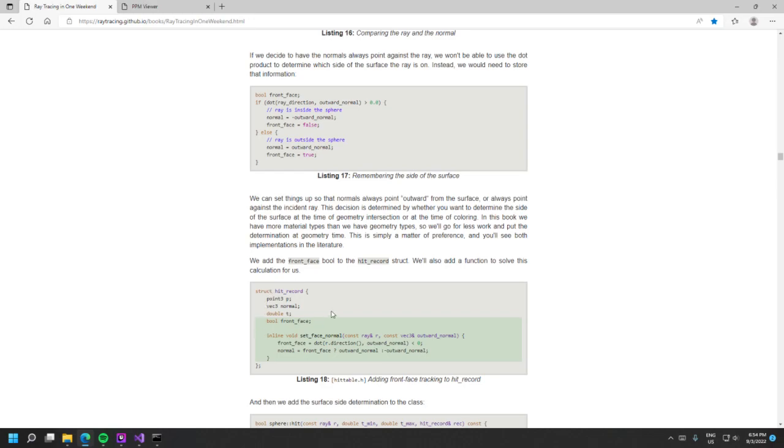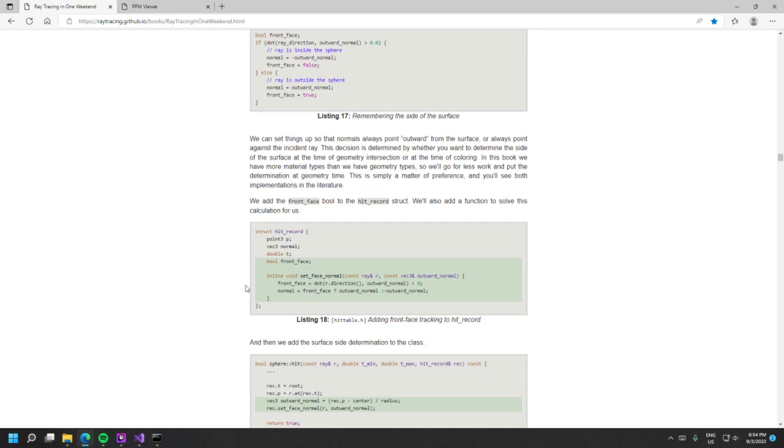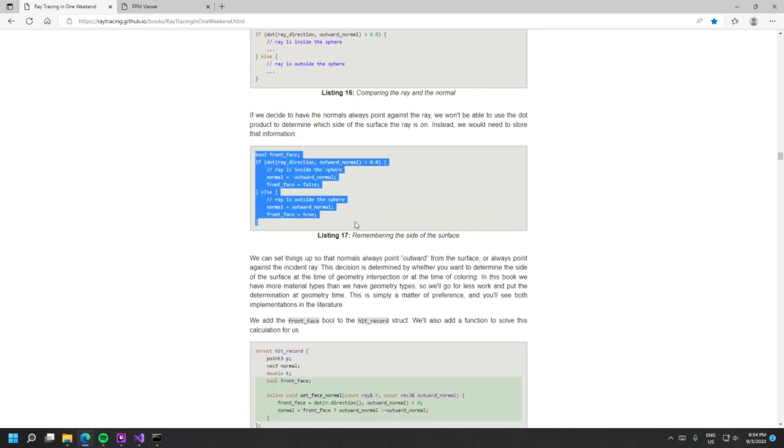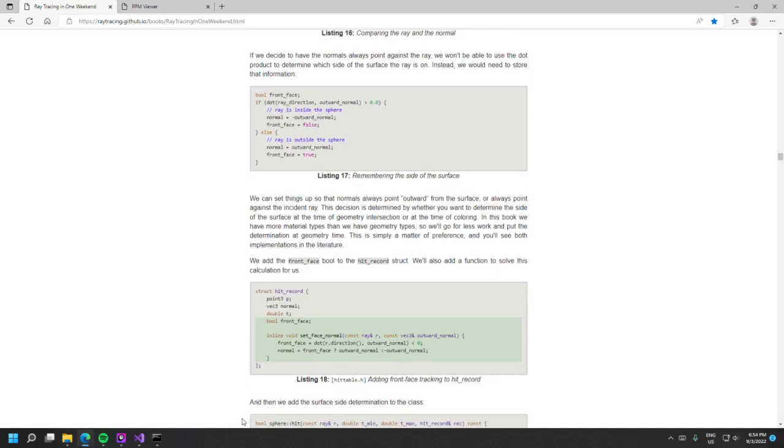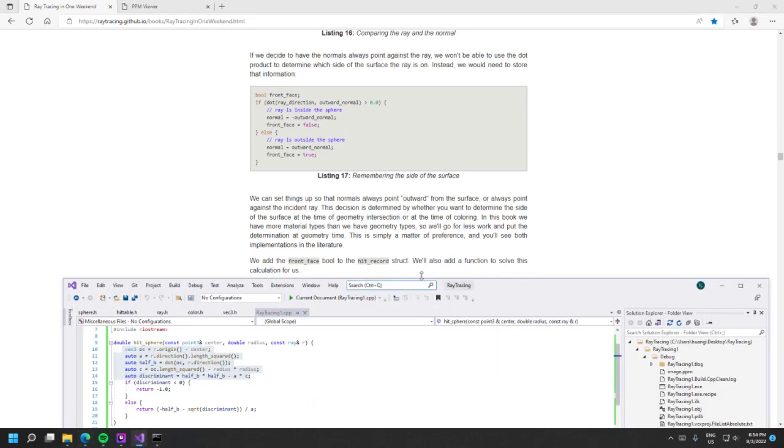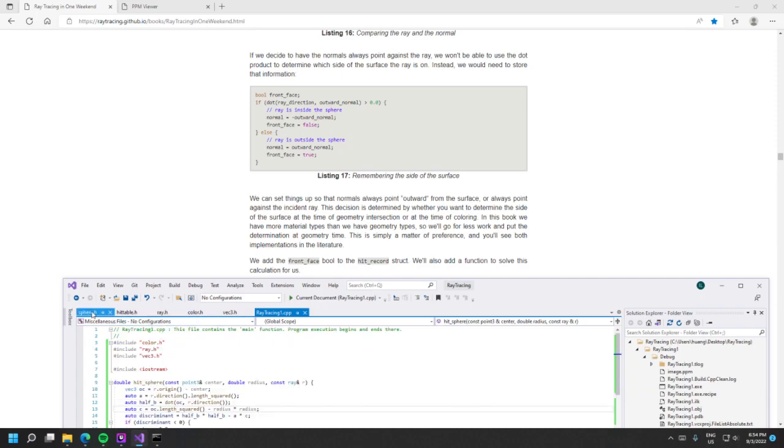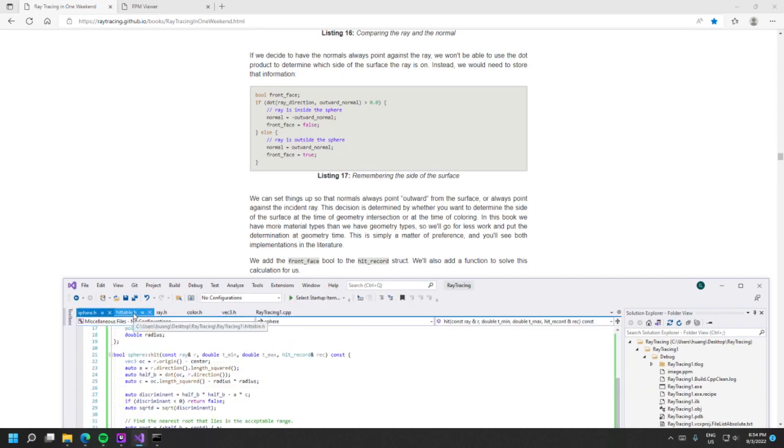We add the front face boolean to the hit. Oh, okay. So this boolean is basically just calculating the dot product and seeing if the dot product is less than 0, then it's outside. If it's larger than 0, then it's inside. Okay, a lot of linear algebra. I'm having a very good time.